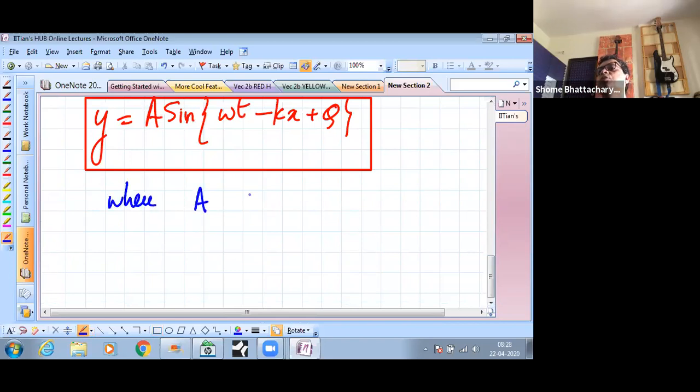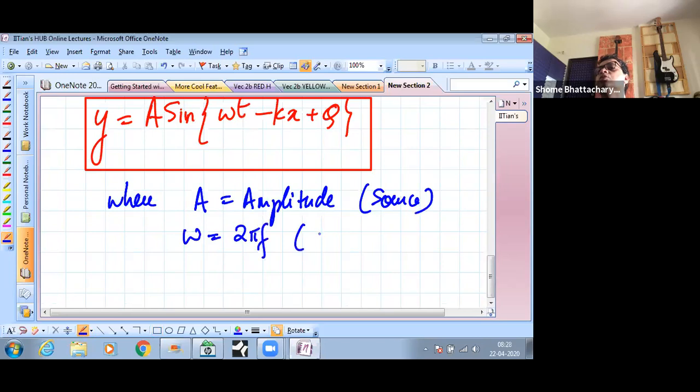A is the amplitude of oscillation, as we have already seen. That is the same as the amplitude of the source. Omega, as we have seen, is 2 pi f, which is again the same as the source. Phase constant is phi, which is the same as the source, which is a simple harmonic oscillator.